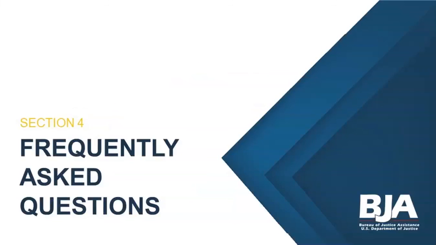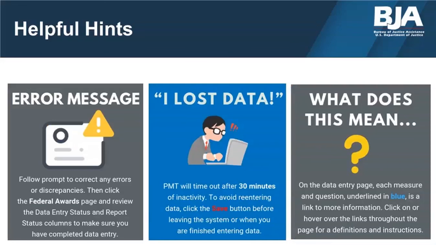We'll now go over some frequently asked questions. Error messages. Follow prompts to correct any errors or discrepancies. Then click the Federal Awards page and review the data entry status and report status columns to make sure you have completed data entry. Losing data. The PMT will time out after 30 minutes of inactivity. To avoid re-entering data, click the Save button before leaving the system or when you are finished entering data.